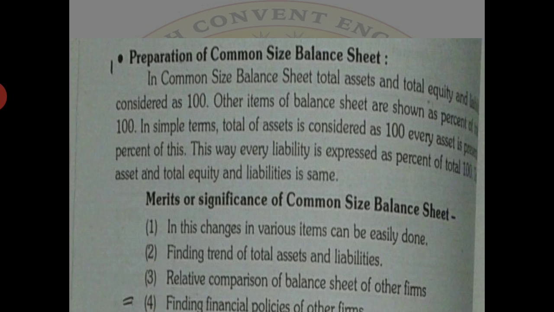Here, total assets and total equity and liabilities are considered as 100, when other items of balance sheets are shown in percentage out of 100. So you can say assets percentage. To find out the asset percentage, each asset item is divided by the total assets, and each liability is expressed in the percent form of total 100 liabilities, like this.